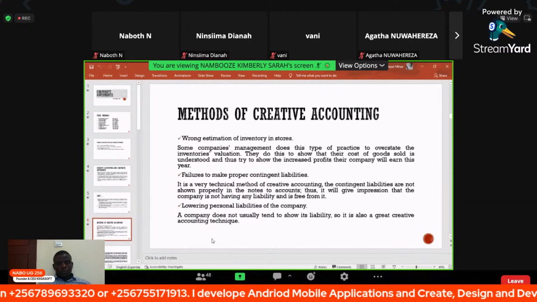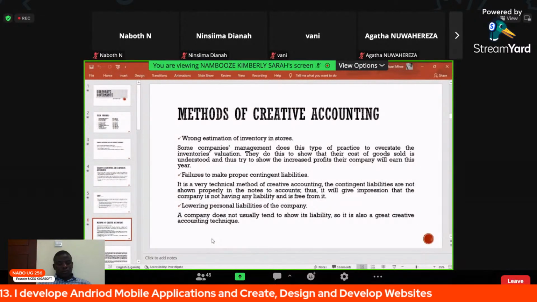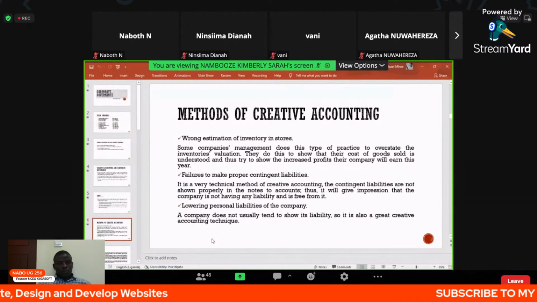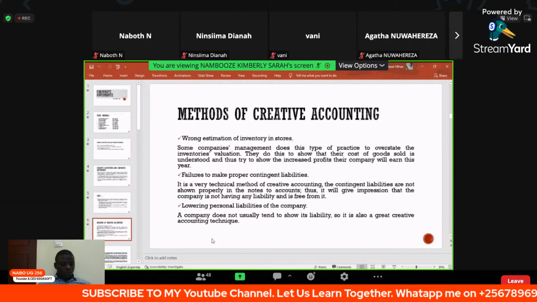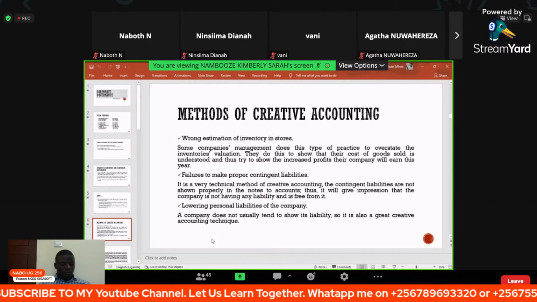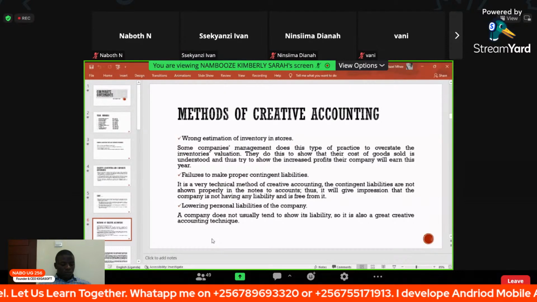Then another method is lowering the personal liabilities of the company. We are seeing that the company usually does not tend to show its liability. So it's also a great creative accounting technique which most companies use in order to keep in business. And another slide, we shall go to another slide.